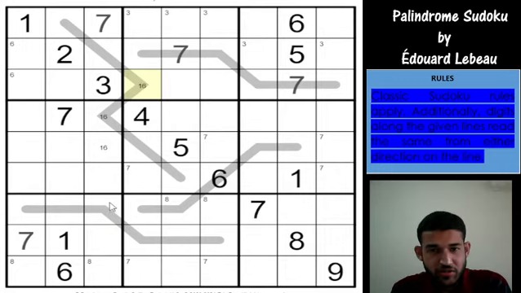Okay, so this cell is reduced in possibilities. It cannot be 1, 3, 6, 7. So this would have to be 2, 4, 5, 8, 9, which means that this cell has to be 2, 4, 5, 8, 9, but 4 and 8 are ruled out, so that's 2, 5, 9, and this would be a 2, 5, 9.